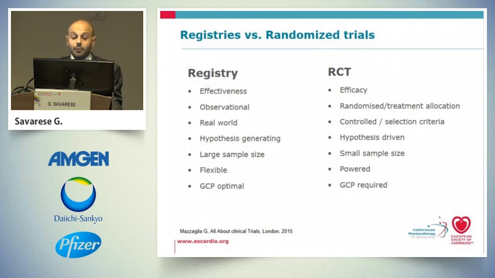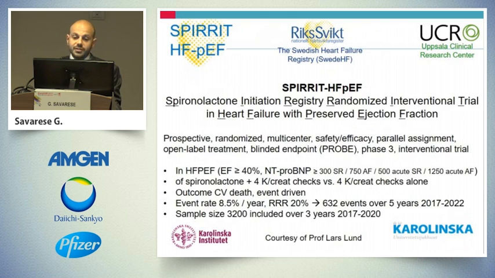Registries usually have a larger sample size as compared with randomized clinical trials. They are flexible, while randomized clinical trials are powered. And for registry, GCP is not required, but it's optimal to have it. But for randomized clinical trials, it's required to have GCP.